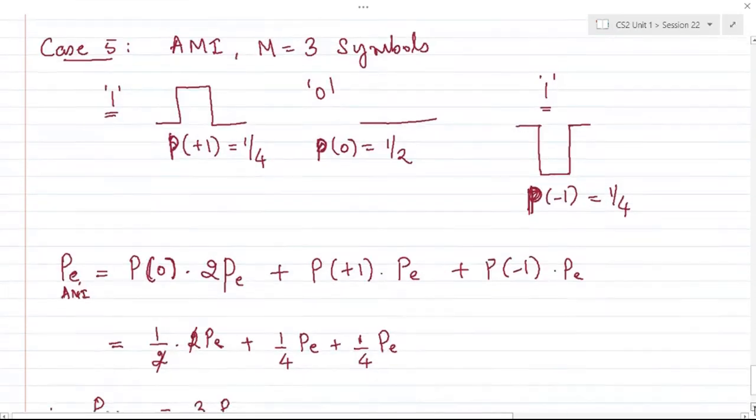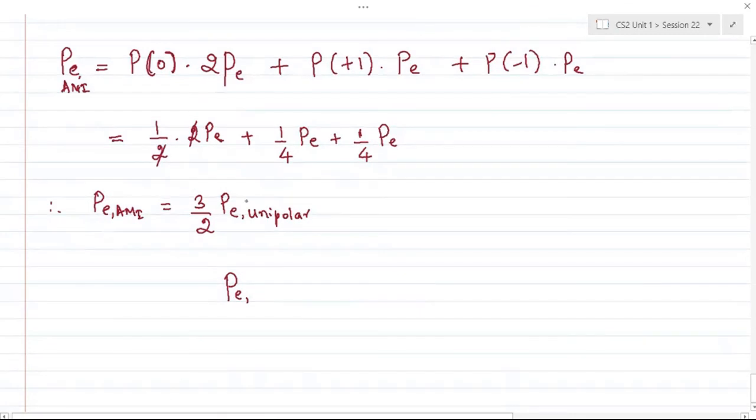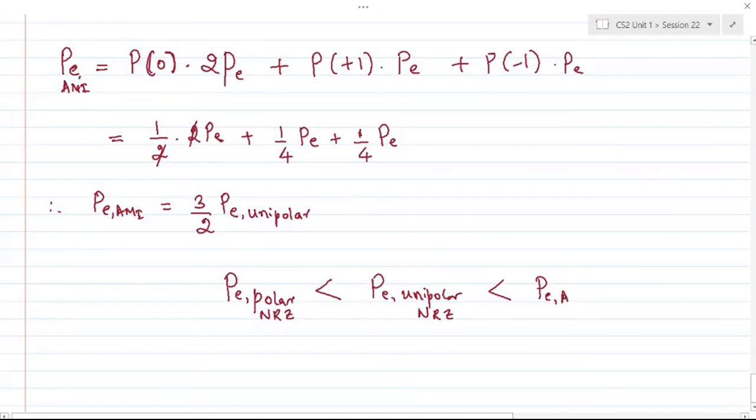And how would you compare with the AMI? AMI is 1.5 times the probability of error of unipolar. So this is much worse than the unipolar itself. And hence, if you want to write the inequality, the probability of error in the case of polar NRZ scheme is lesser than the probability of error of unipolar NRZ, which is lesser than the probability of error of bipolar, or since we have called it AMI, I write it as AMI itself. Okay, so this is the case with the line coding schemes.